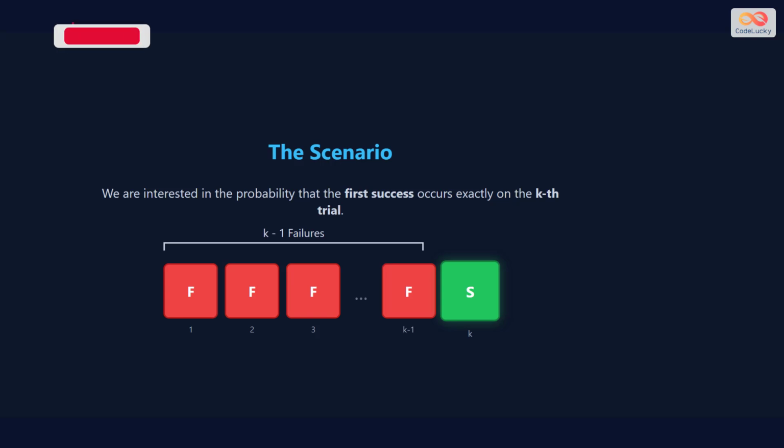Let's visualize the timeline. We want to find the probability that our first success happens exactly on the kth trial. This means that for all the trials before k, specifically k-1 trials, we must have failed. Then, at the very end, we succeed.